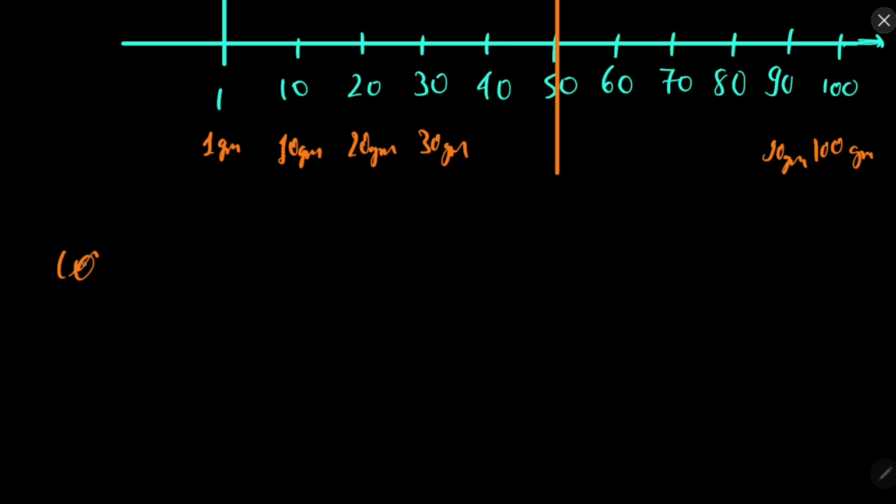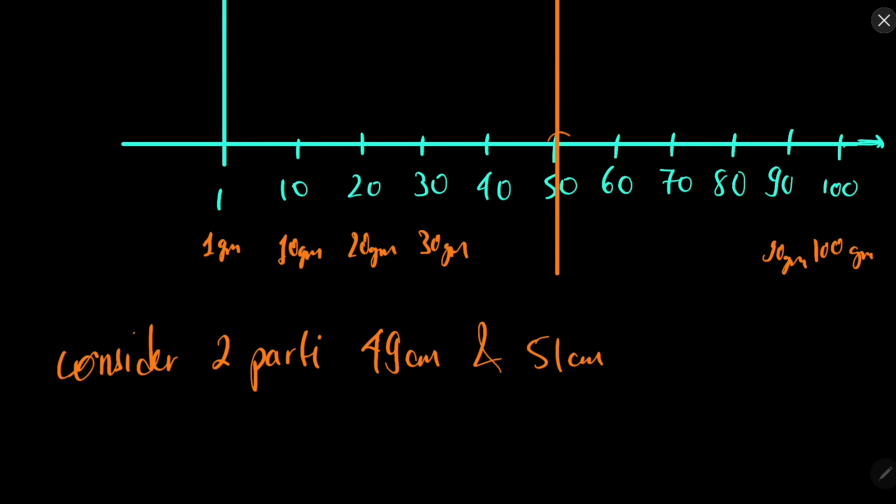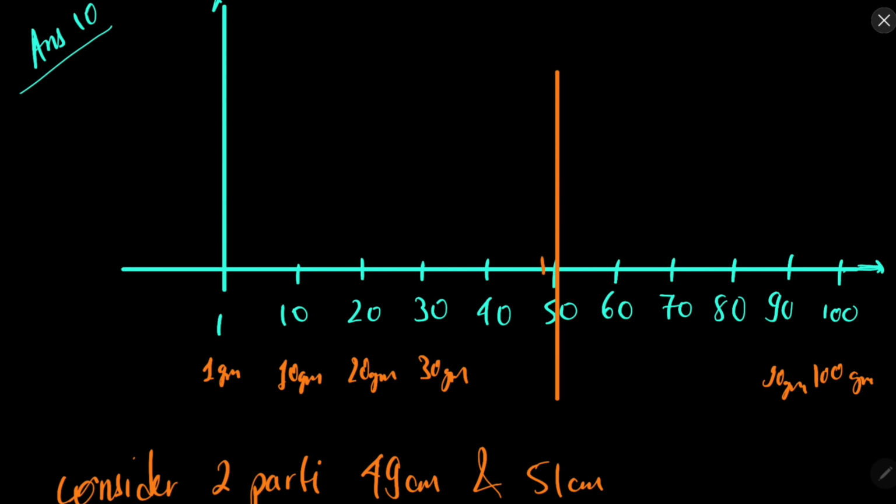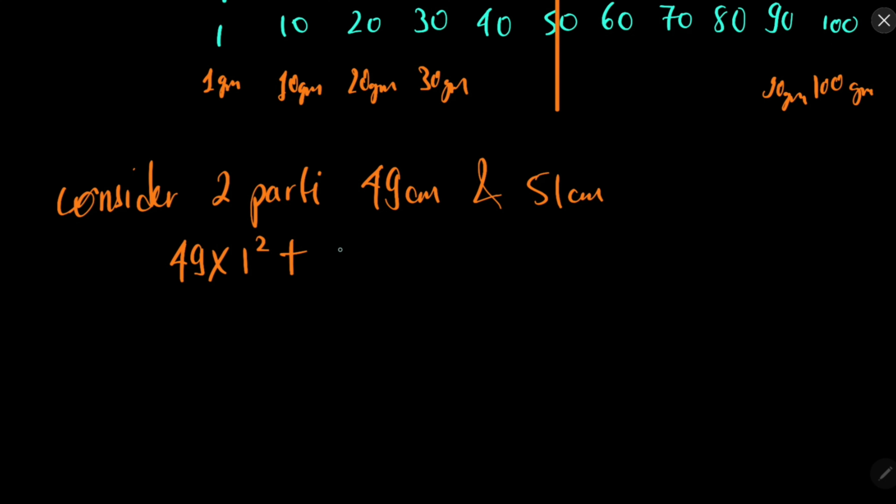So consider 2 particles at 49 centimeter and at 51 centimeter. The moment of inertia due to the 50th one will be 0 because its distance from the axis is 0. So it will be mr square, that is 49 into r square, that is 1, since the distance of the 49th one from the 50 is 1, plus 51 into again 1 square, equal to 100 gram per centimeter square.